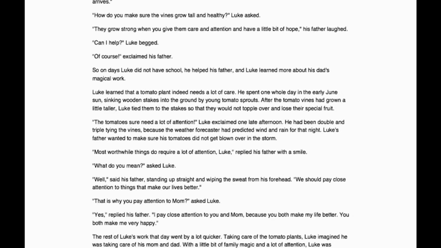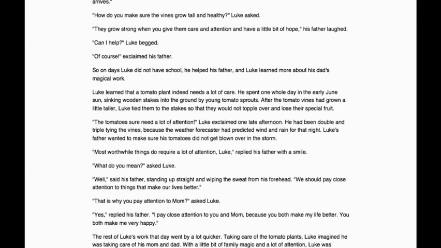"Most worthwhile things do require a lot of attention, Luke," replied his father with a smile. "What do you mean?" asked Luke. "Well," said his father, standing up straight and wiping the sweat from his forehead, "we should pay close attention to things that make our lives better." "That is why you pay attention to Mom?" asked Luke. "Yes," replied his father. "I pay close attention to you and Mom because you both make my life better. You both make me very happy."